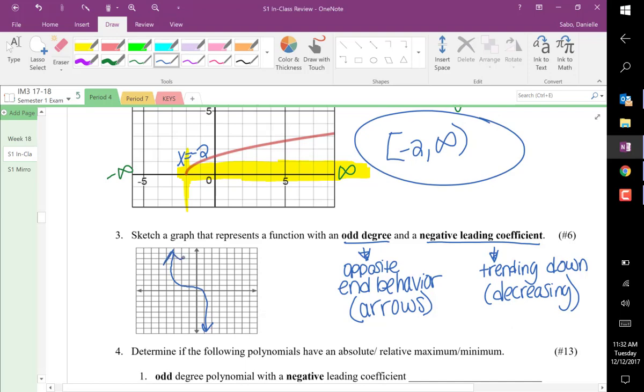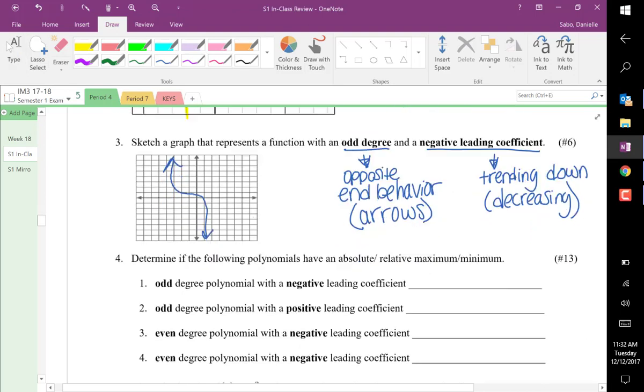And the opposite end behaviors. So here we go. The opposite arrows are there. Check. And it looks like it's ending down. It is ending down. Question on that one? It does not have to go through 0. You could have drawn anything. You could have been like over here. As long as you have it looking like it's going down, the arrows are opposite.